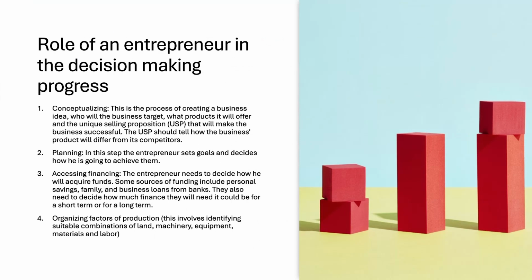The entrepreneur should also access financing, and that is a part of decision making. The entrepreneur needs to decide how they will acquire funds. Some sources of funds could be from personal savings, as we previously said, or they can get it from a friend, a business loan, a bank, etc. For organizing of factors of production, this involves identifying suitable combinations of land, machinery, equipment, materials, and labor.